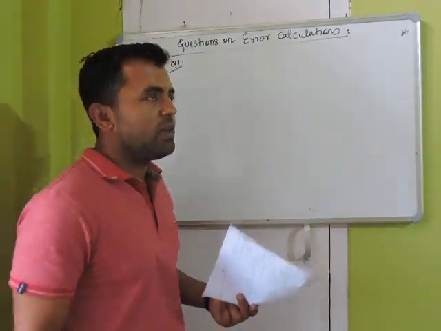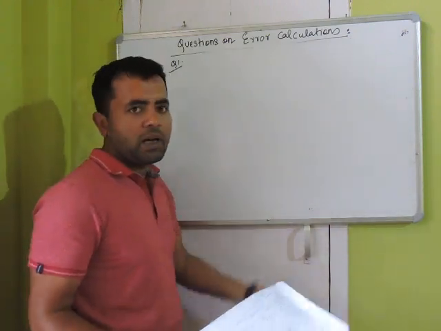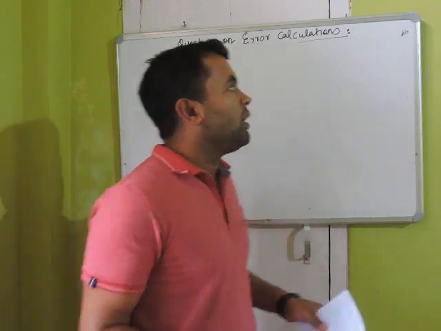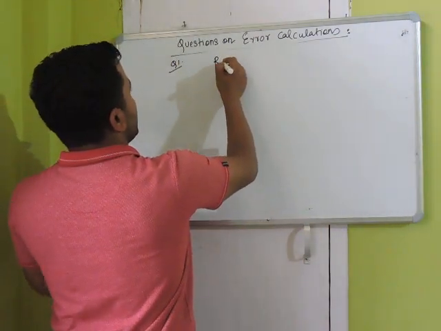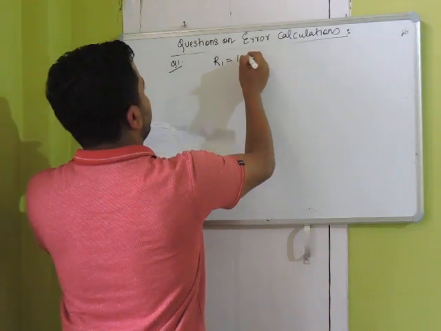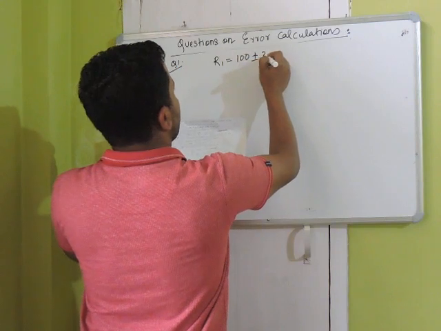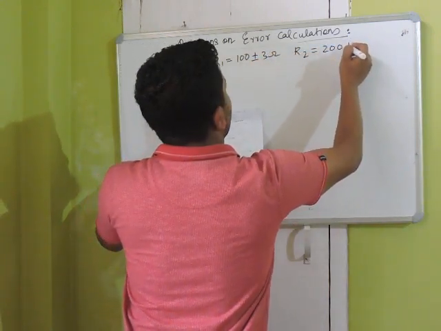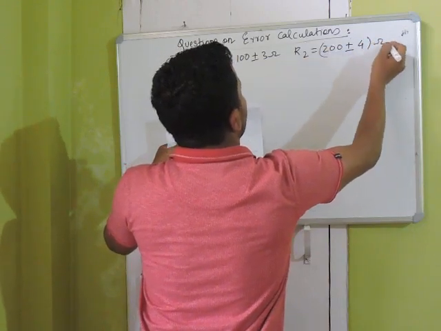In this lecture, we'll talk about some questions on error calculation, or in your exam, what type of question they ask. Okay. Now, let us say question number one is we have two resistances. One resistance R1 is 100 plus minus 3 ohm, and R2 is 200 minus 4 ohm.